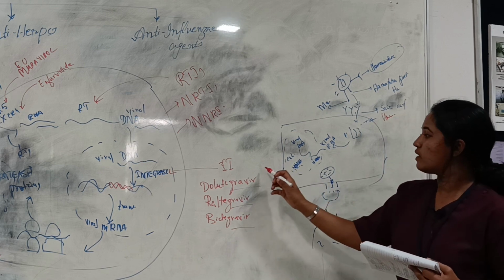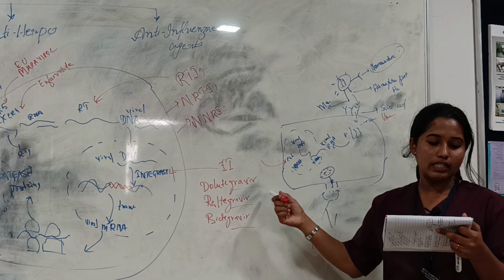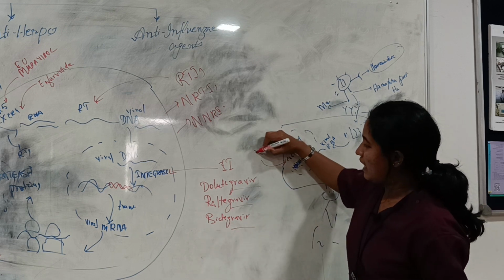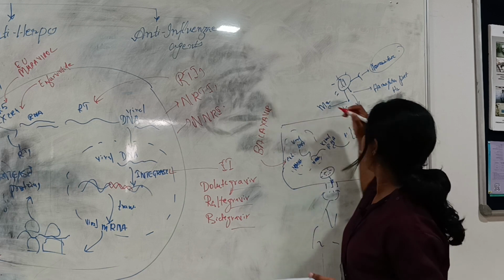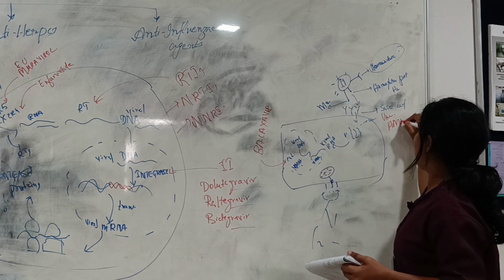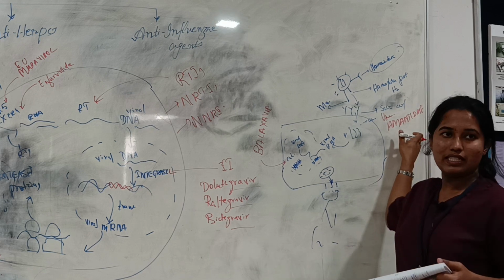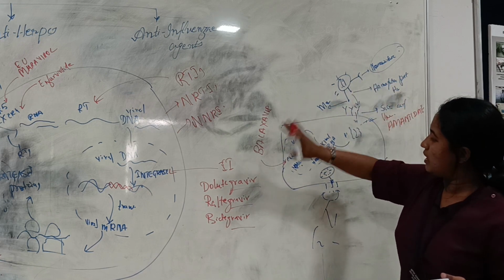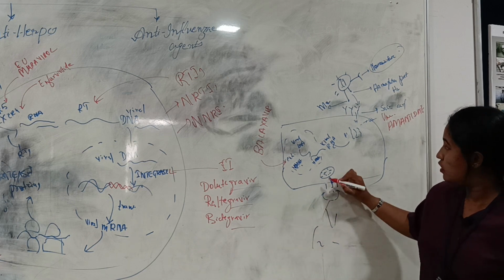Next we need something to inhibit this endonuclease. That is called endonuclease inhibitors, that is baloxavir. We don't use this much. So first is amantadine and rimantadine, the uncoating inhibitors. Next is endonuclease inhibitors, and the third step is this neuraminidase, right?